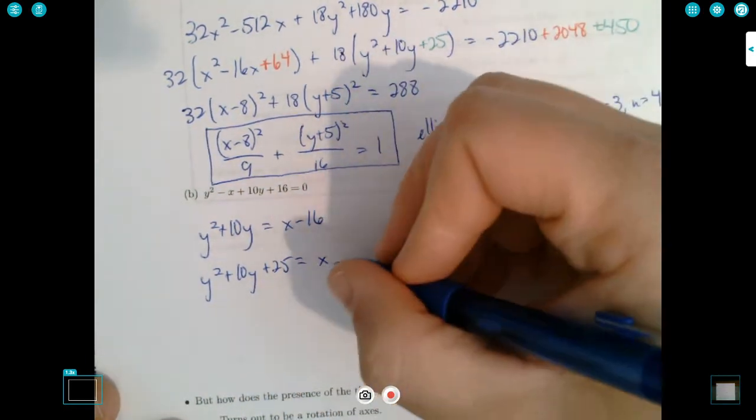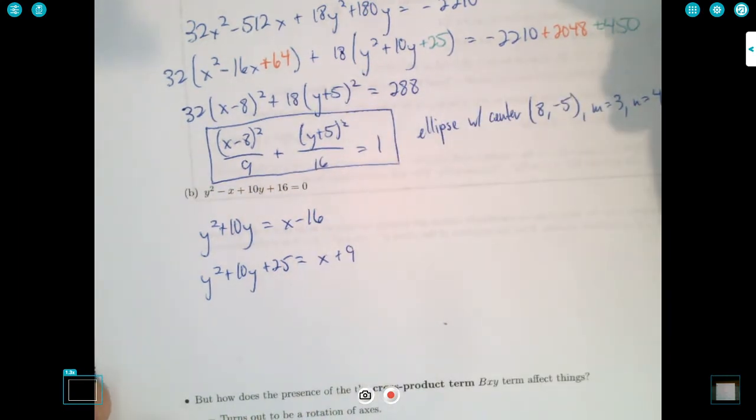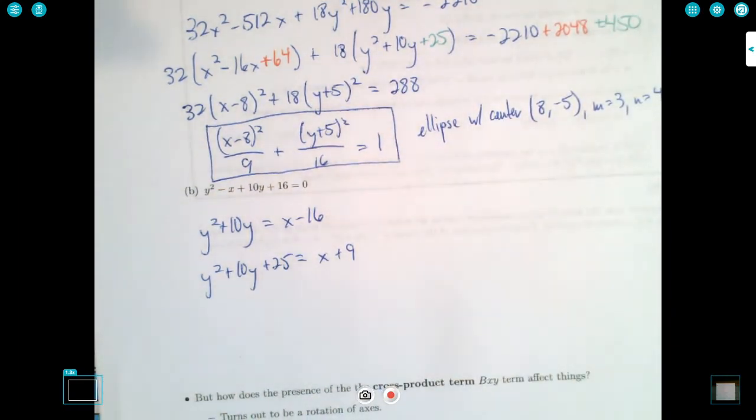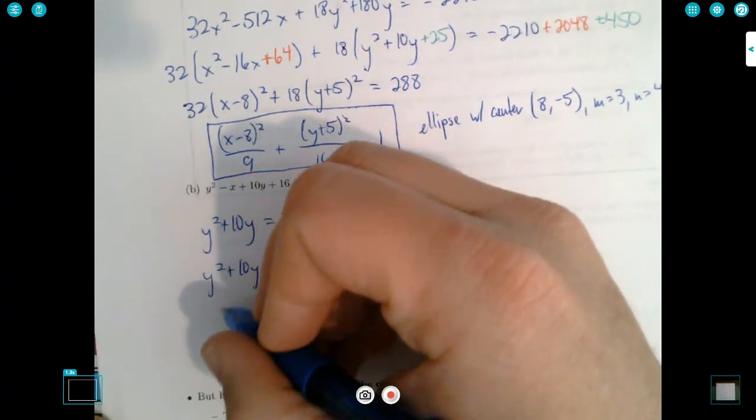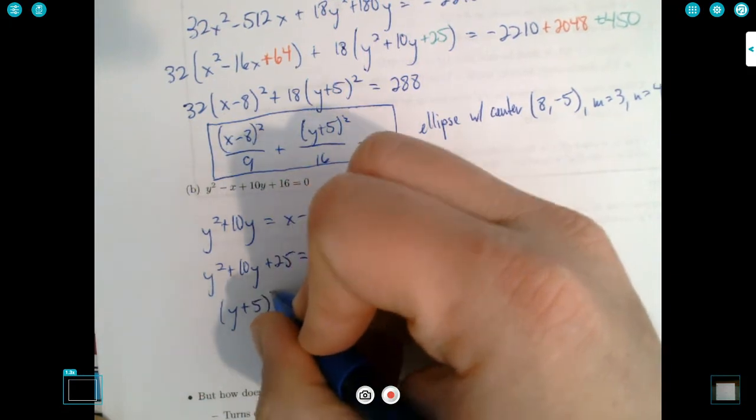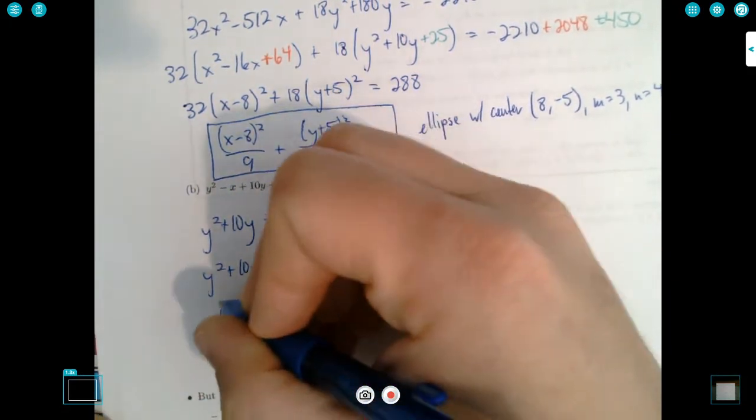Ooh, negative 16 plus 25 is 9, right? So that turned out pretty nicely. Although I don't need it to be a perfect square. Negative 16 plus 25, yeah, is 9. Okay. So then we have y plus 5 squared equals x plus 9, and there it is.